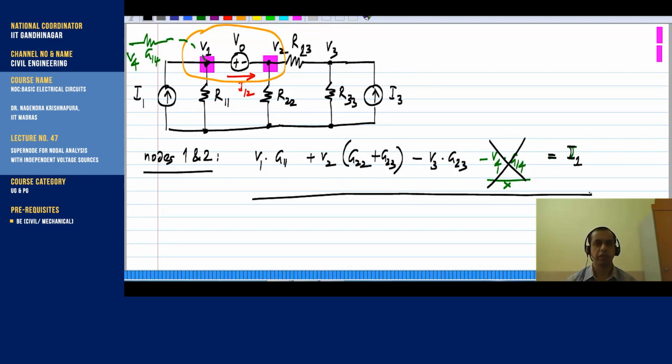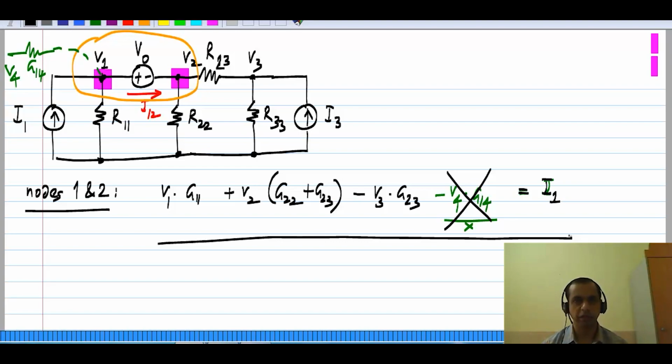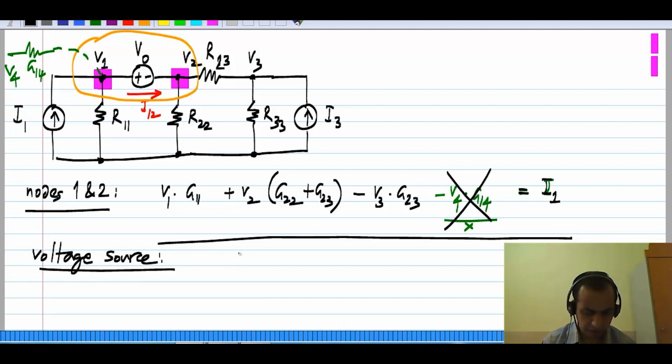So this equation, which combines the equations for nodes 1 and 2, can also be written down by inspection. What you have to do is make a supernode that combines the nodes between which the voltage source is connected, and on the left hand side you write all the currents leaving the supernode through resistors. On the right hand side you have all of the independent sources injecting currents into the supernode. Of course, you always use appropriate polarities. So that's how you can write this by inspection. And of course, the voltage source equation can also be easily written down by inspection. So V1 minus V2 equals V0.